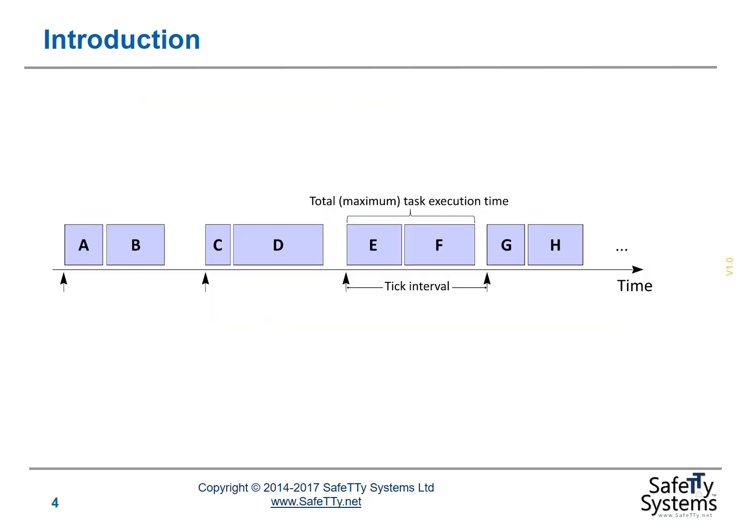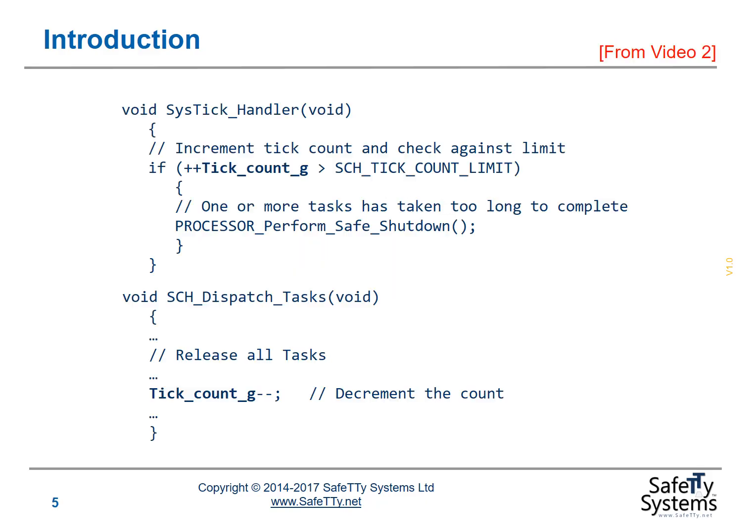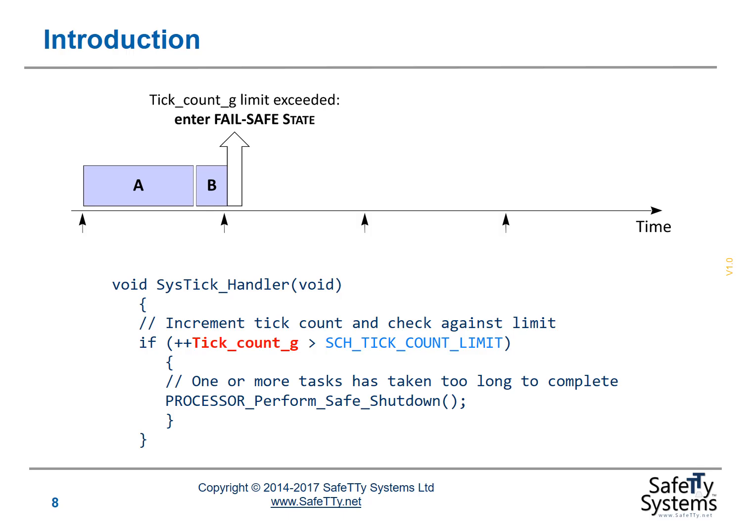This is the task list that we expect to see, and this is the task sequence that we expect to see. If in fact what we see is something like this, so in this scenario task A has overrun, then by the time task B runs and the scheduler ISR is called again, tick count G will exceed the tick count limit because we have not yet completed the release of all of the tasks in the set. So we have a simple mechanism here that will result in the system being forced into a safe shutdown state as a result of the overrun of task A.